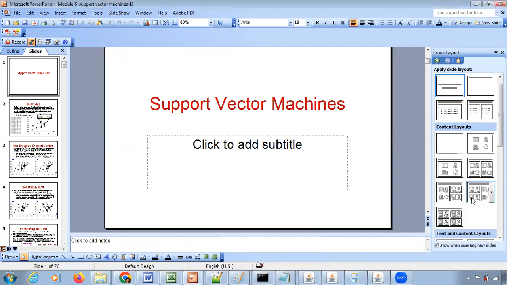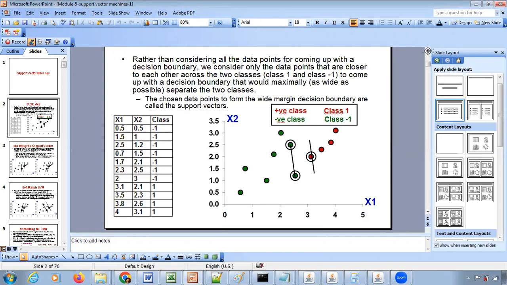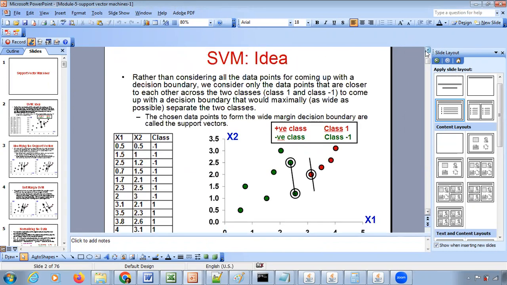Okay, so let us get started. So this module is support vector machines. It's also a binary classification based approach like logistic regression. So typically we have a data set with features and two classes.